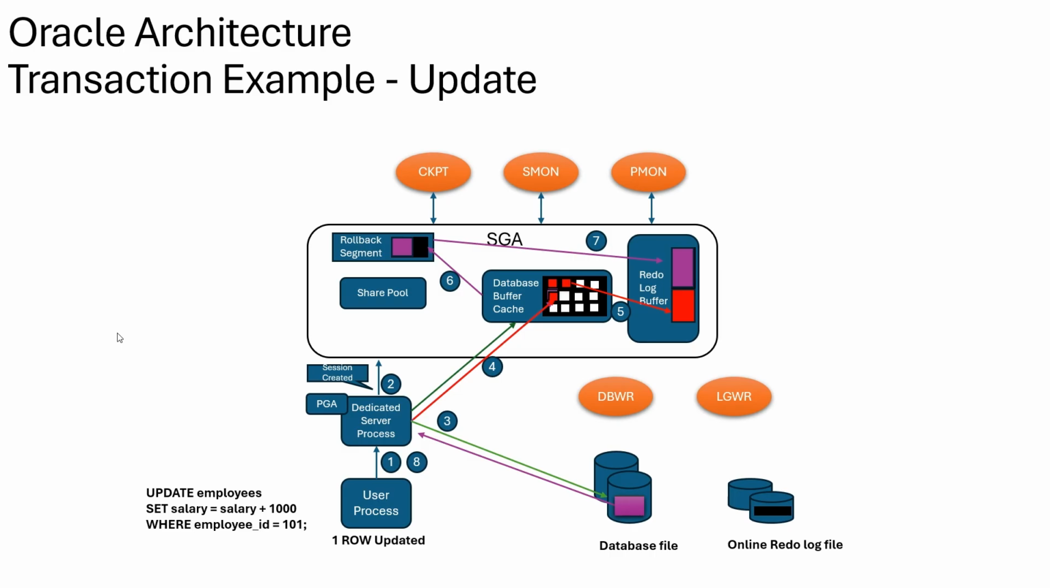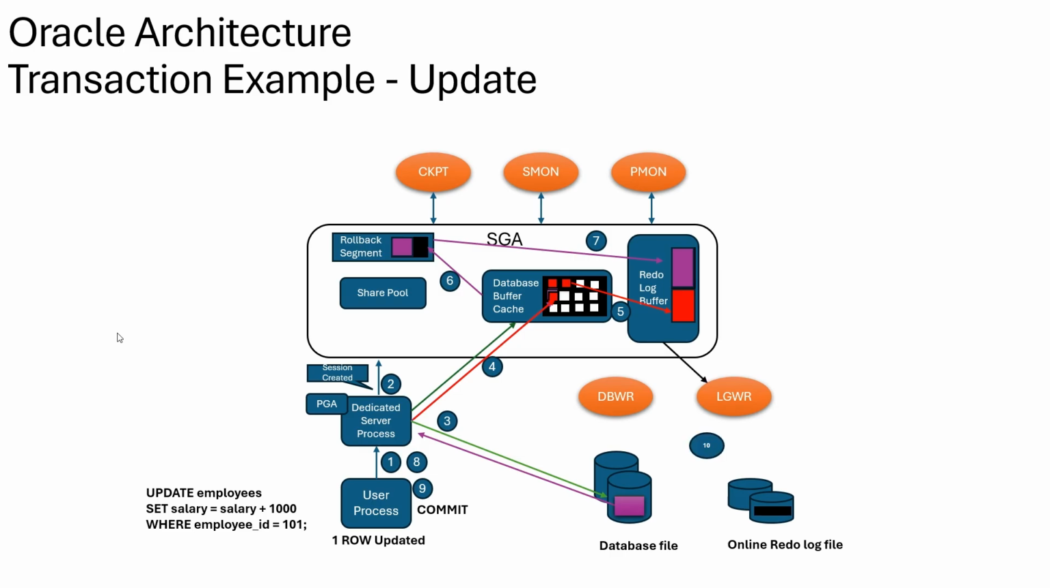Okay, so the row is updated, but you have not committed this. Then you executed a commit. Your client has executed a commit now. So what will happen when you execute a commit?